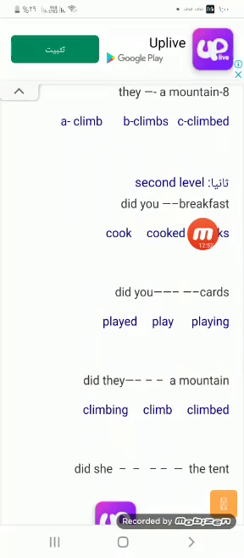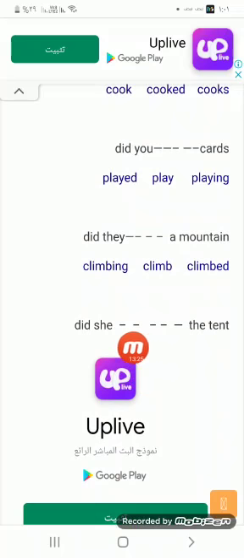Did you not breakfast? Cook or cooked or cooks? Look at did. If you have did, put the verb after it infinitive. Did you cook or cooked or cooks? Yeah, cook, because cook here is infinitive. Don't add anything. Did you cards? Did you play it or play or playing? Did you play? Because after did comes the infinitive. Did they climb? Did she make the tent, for example?